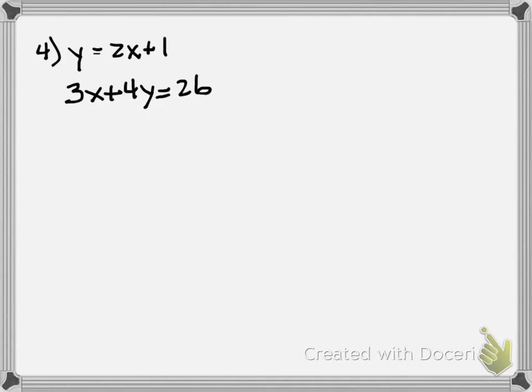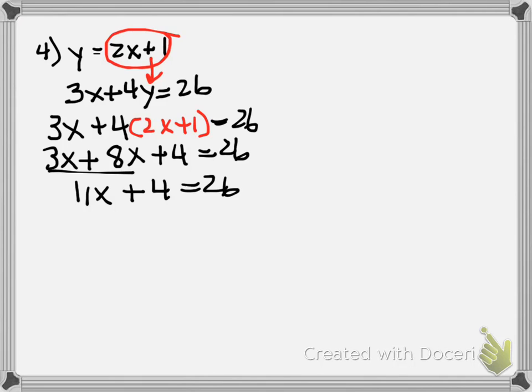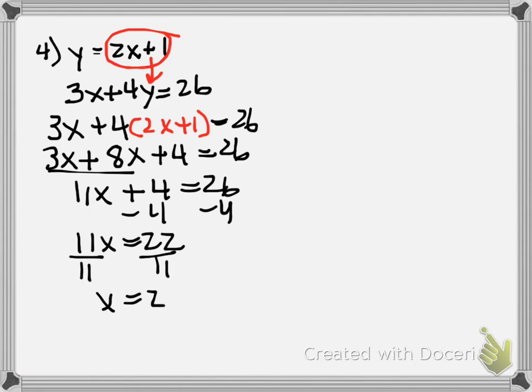All right, so again, we have a variable by itself. It's y. We're going to substitute it in for the y in the other equation. That gives me 3x plus 4 times the quantity, 2x plus 1, equals 26. Distributing, we get 3x plus 8x plus 4 equals 26. We have like terms. We combine them, adding them. We subtract 4 from both sides. We get 11x equals 22. We divide by 11. We get x equals 2.